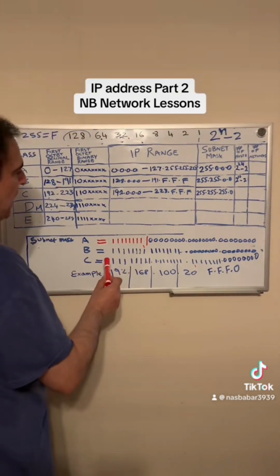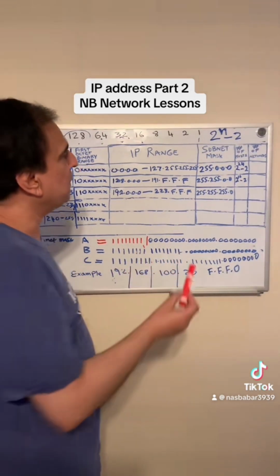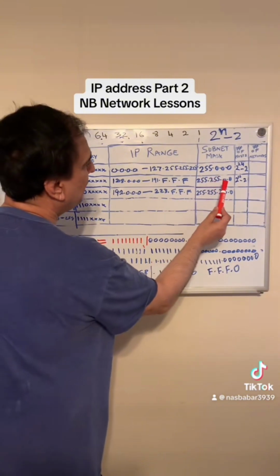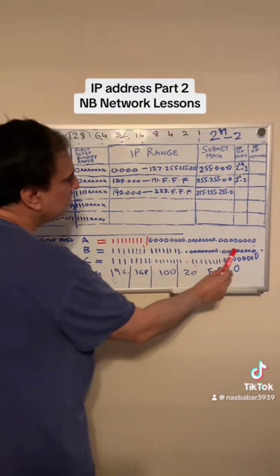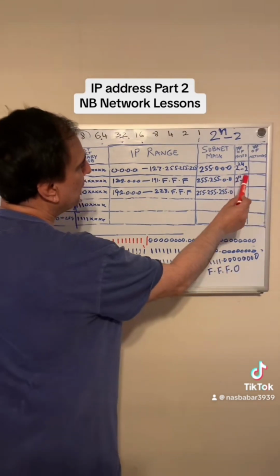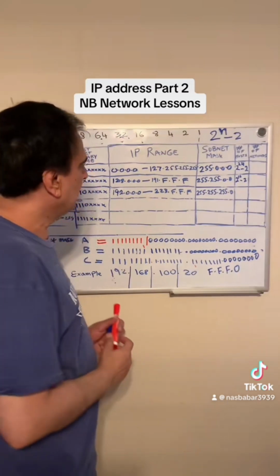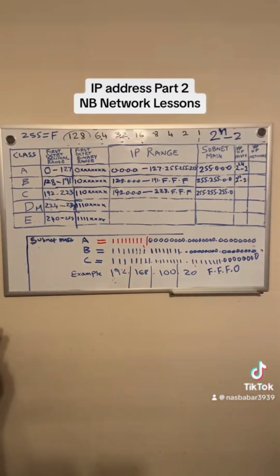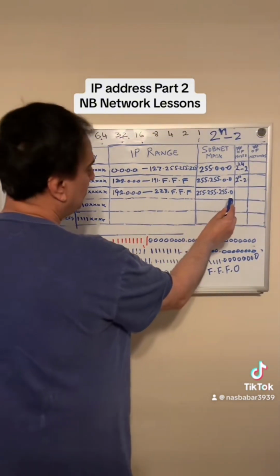Class B, I have 16 ones, and this is on the default subnet mask, which is 255.255.0.0. So I have 16 ones and 16 zeros. So 2 raised to the power 16 minus 2 will give you the number of hosts. Let's move on to class C. So in class C, the default subnet mask is 255.255.255.0.